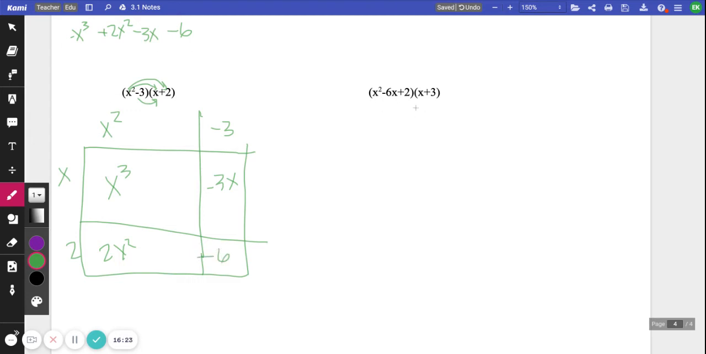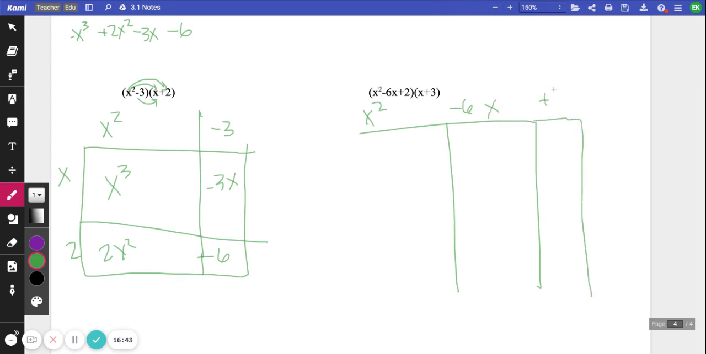You see, those are all the same pieces we had up there. So I love this method for when I have like a trinomial or something. So let's do x squared minus 6x plus 2. Here, let me draw my box. We have x squared, negative 6x, plus 2. And over here we have x, and we have a plus 3. Okay, we'll find the area of all this.